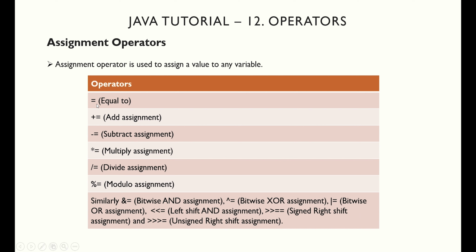Equal to operator. Simple assignment operator assigns value from the right hand side operand to the left hand side operand. Add assignment operator adds right operand to the left operand and assigns the result to the left operand. Subtract assignment operator subtracts right operand from the left operand and assigns the result to the left operand. Multiply assignment operator multiplies right operand with the left operand and assigns the result to the left operand.